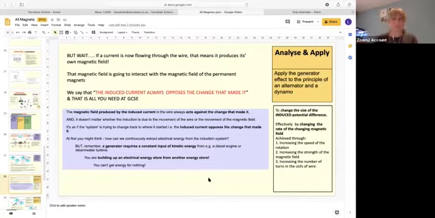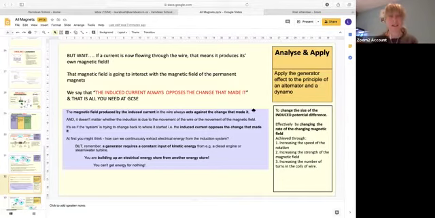So, if a current is now flowing through the wire, that means it is now producing its own magnetic field. That magnetic field is going to interact with the magnetic field of the permanent magnets. We say, and this is all you need at GCSE, it does come in at A level, where we use Fleming's left-hand rule, and at A level you'll bring in Fleming's right-hand rule, but I'm not going to go through any of that today because it's nothing to do with GCSE.